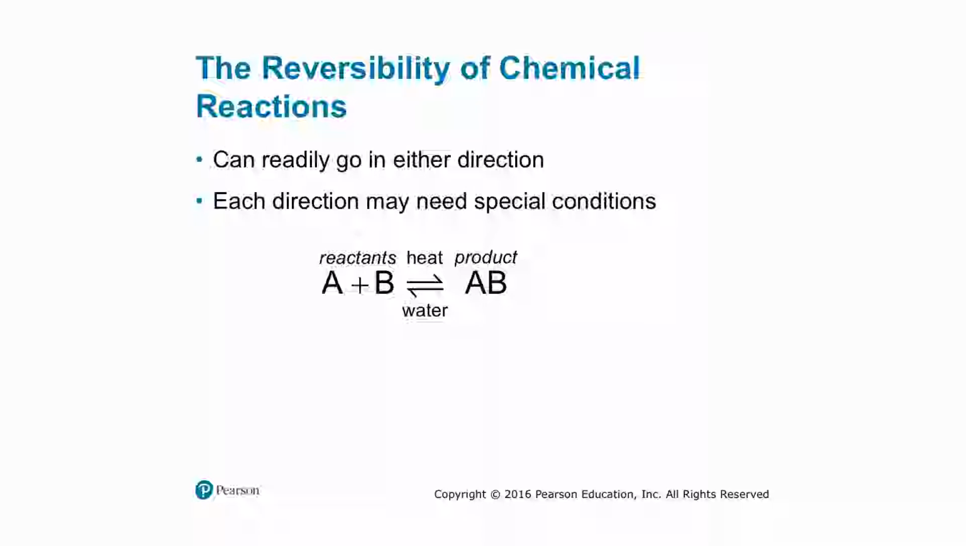So chemical reactions are also reversible. Most reactions, especially in biological systems, are reversible, and they can readily go in either direction, but they might need special conditions. So if we have reactants A and B here, and we add heat to it, we might get the product AB. If we add water to this, it will go back to having A plus B. These can go back and forth, and as long as we have everything we need, we will have these reactions occurring until they reach equilibrium.